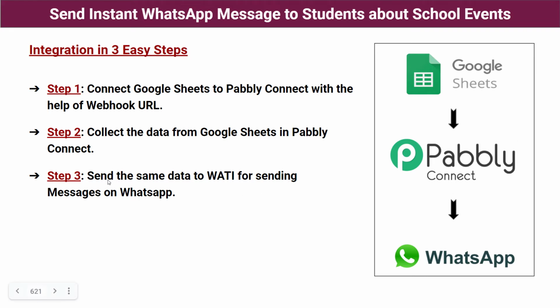And step 3 is send the same data to We for sending messages on WhatsApp. So in the third and the last step, we'll bring the collected data from Pabbly Connect to WhatsApp as a new message. And to do this, we'll take the help of another application called as We. So I'll tell you what We is later on in this video. First of all, let's switch back to our step 1 and open Pabbly Connect.